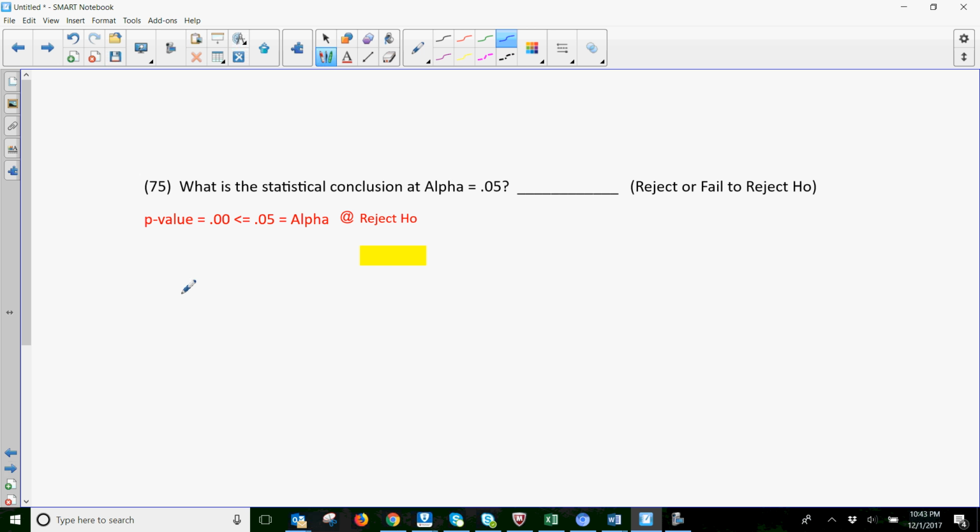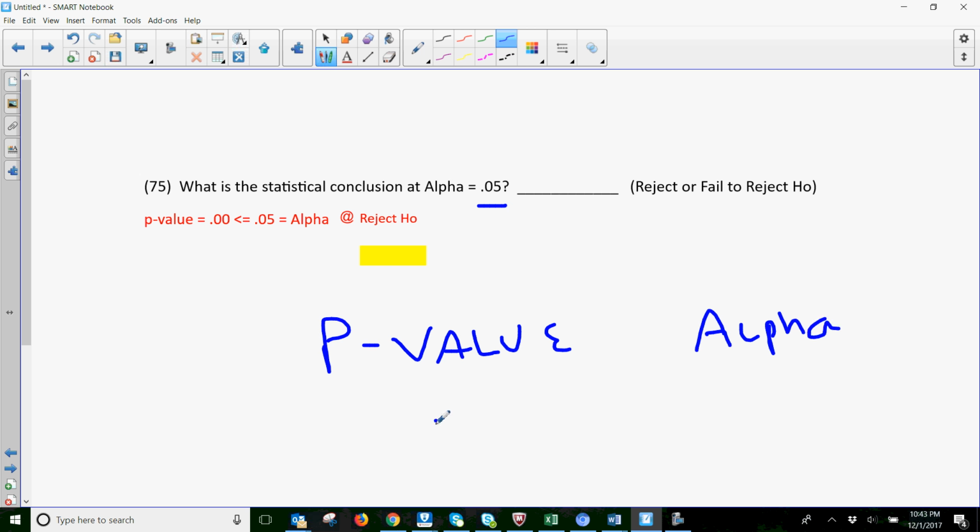So what is the statistical conclusion that alpha equals 0.05? Well, remember we're going to compare the p-value to alpha, and here the p-value is 0, 2 decimal places, and alpha is 0.05. So here it is less than it, so it's very likely to occur. Therefore, we're going to reject the H0.